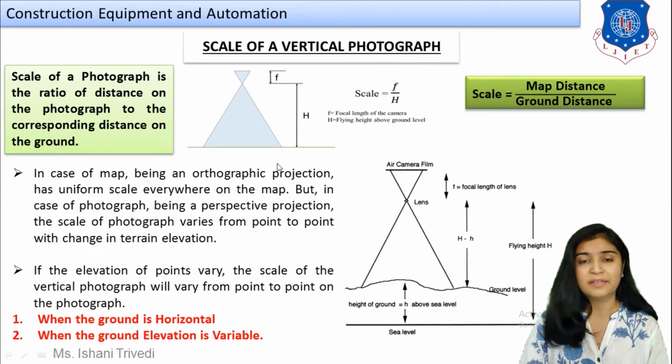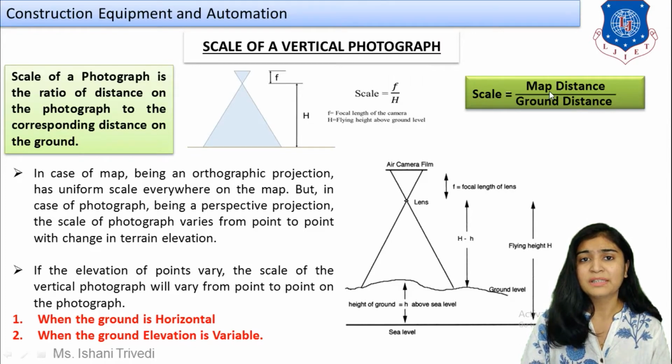You know what a scale is already. So if I want to keep it in a simple formula, then it is map distance divided by ground distance. Here, map distance will be equal to f, that is the focal length, and ground distance will be equal to h. Now, the first case was if the ground is properly flat. If you are talking about a properly flat ground, then this is an ideal case and this will be considered. Now what if you have a ground which has different elevations, which has different topography.